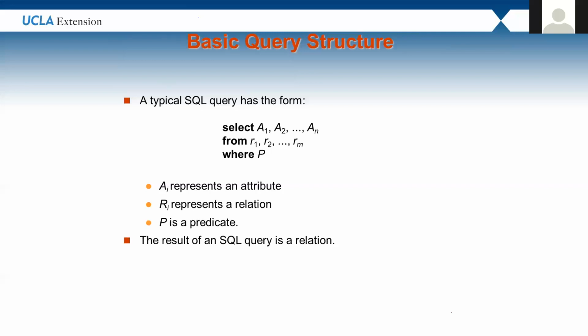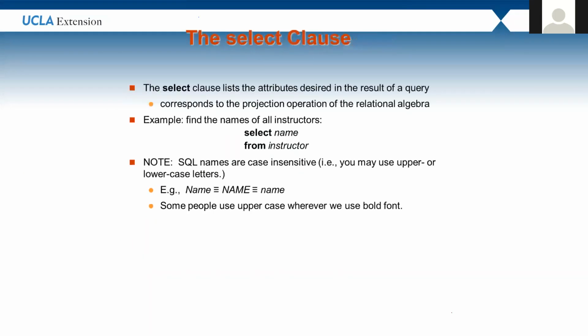So select: what do I want? What attributes do you want? What columns do I want from which tables, where, according to what conditions? The select clause lists the attributes desired as a result of a query. Find the names of all instructors: select the name from the instructor table.